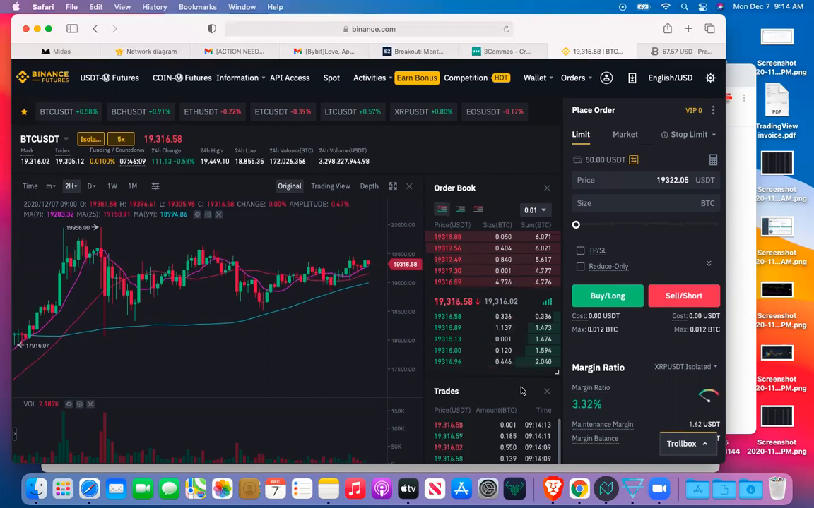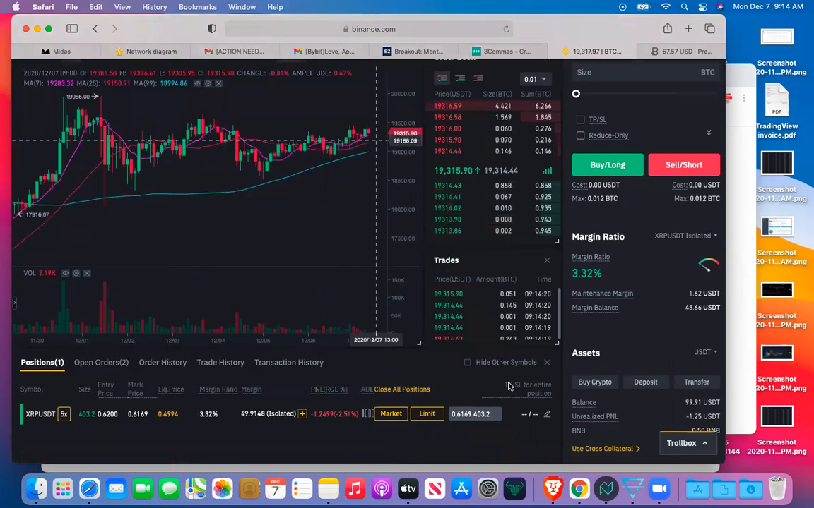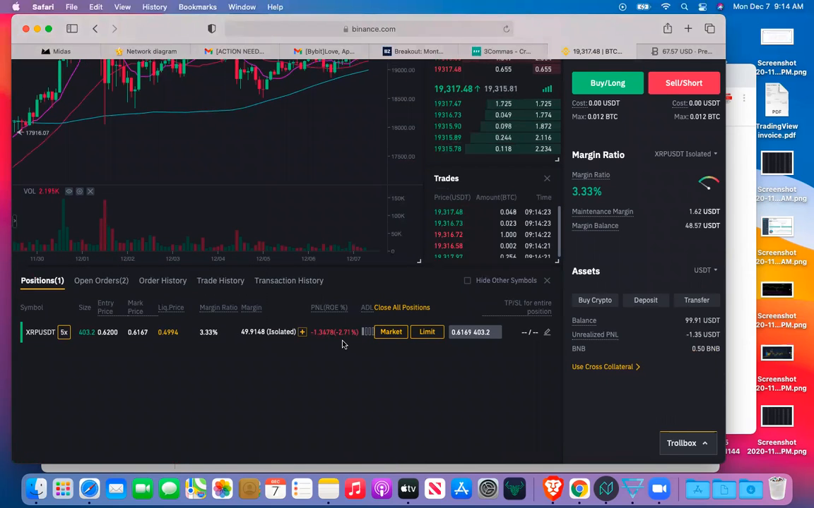Good. So what exactly am I going to do now? If you look at mine now, you see isolated 5X and all that. Why is it showing that? There's a trade I entered, which is XRP. I entered XRP at $0.62, and now the XRP market price is around 0.616. So I'm at a temporary loss, right? PNL minus 2.68%, which is about $1.321 or thereabout that I'm at a loss.